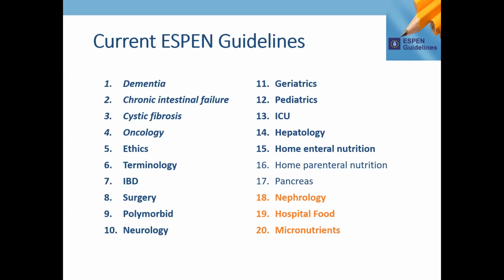And of course, it makes sense in particular guidelines. It makes perhaps less sense in other guidelines. But the 3 newest, namely nephrology, hospital food, and micronutrients, are still lacking patient representatives. So this would be an open field. For the others, either they are completed or we have already patient representatives.